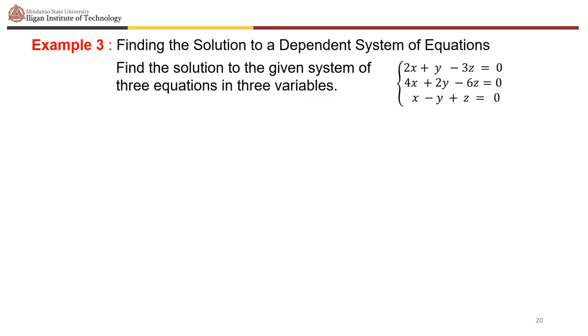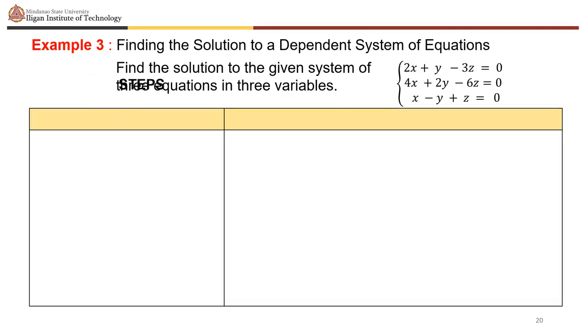So finding the solution set to a dependent system of equations would be for our example 3. You're asked to find the solution to the given system of three equations in three variables: 2x plus y minus 3z is equal to 0, 4x plus 2y minus 6z is equal to 0, and x minus y plus z is equal to 0.